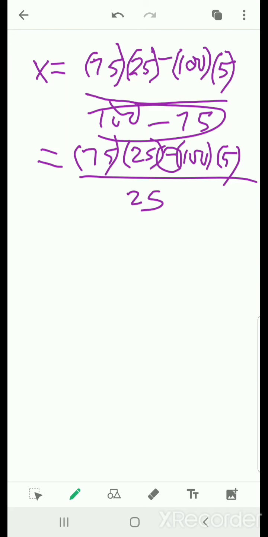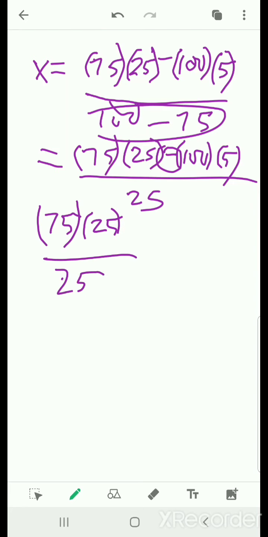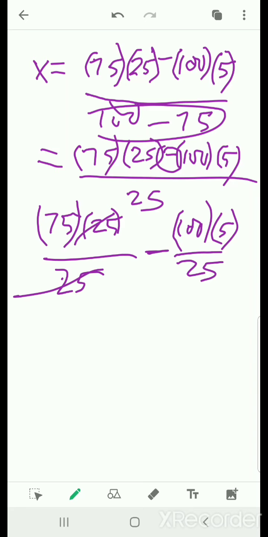And the first thing we're going to do is look at 75 times 25 over 25. And then distributing, we're going to do the next division, 100 times 5 over 25. And now we're going to reduce these fractions. So 25 divided by 25 is 1, so that's 75. 25 goes into 100 4 times, and 4 times 5 is 20. So we're done. The answer is 55.